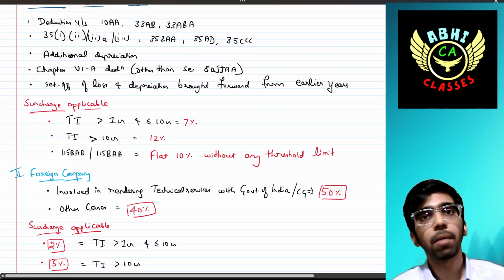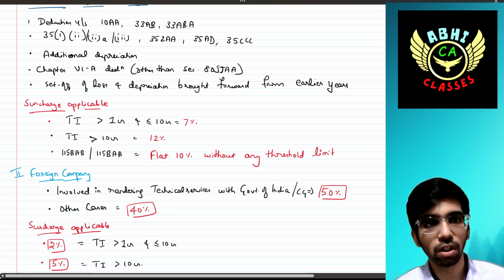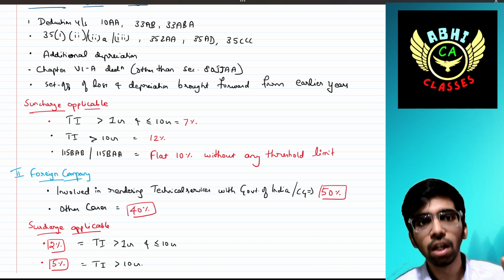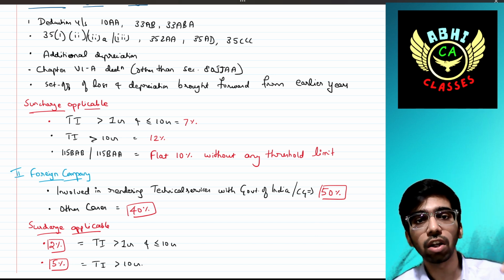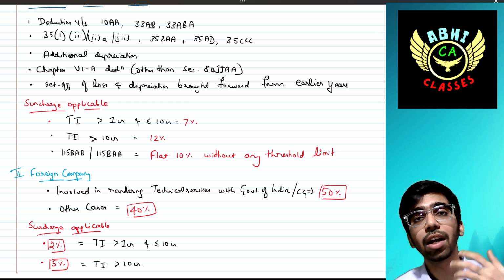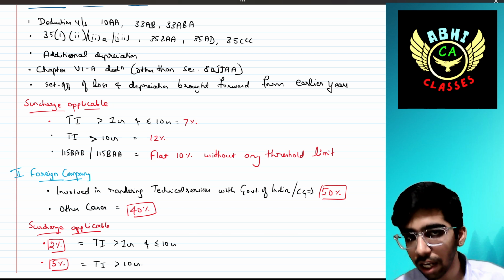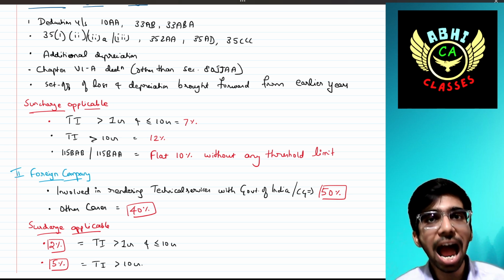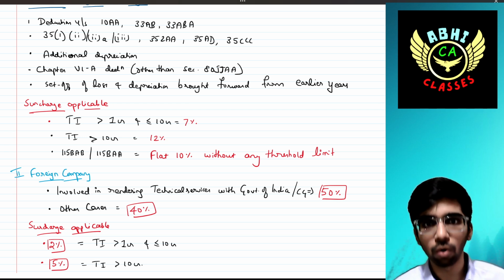Surcharge is also applicable for companies, domestic companies. We are now talking about domestic companies. If the total income is more than 1 crore up to 10 crore, the same 7%. If the total income is crossing 10 crore, then 12%. If they are opting for 115BAD, BAB and 115BAA, the special rate of income, then a flat 10% should be added. The surcharge rate should be added to the respective tax amount without seeing any threshold limit.